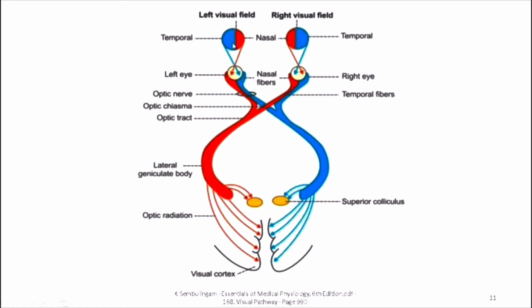See, first the left visual field: blue color is temporal and red is nasal. Okay, in both, blue color is the temporal and red is the nasal. See the nasal, it is crossing each other. The temporal is not crossing. The first half, the temporal, is not crossing, and it leaves the eye. It forms the optic nerve, then the optic chiasma, then the optic tract. Then it forms the lateral geniculate body. It goes as optic radiation to the visual cortex.